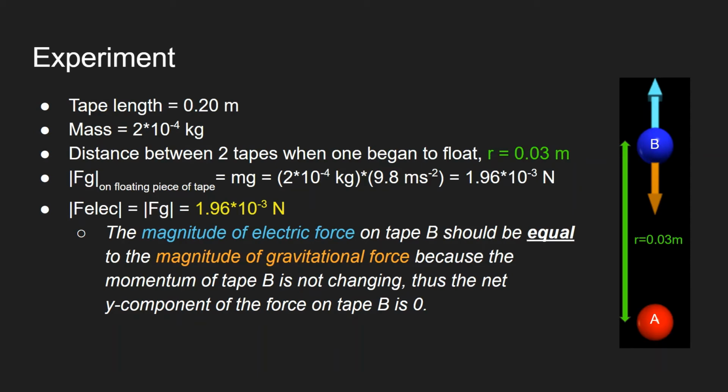The magnitude of gravitational force was 1.96 times 10 to the negative 3 newtons, and the magnitude of electric force on tape B should be equal to the magnitude of gravitational force because the momentum of tape B is not changing, thus the net y component of the force on tape B is 0.